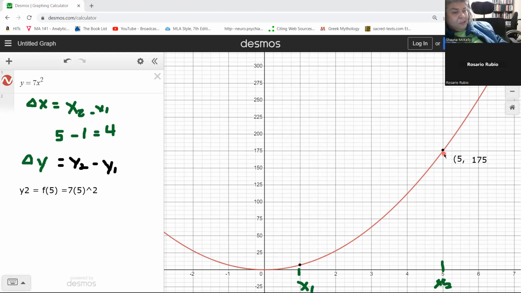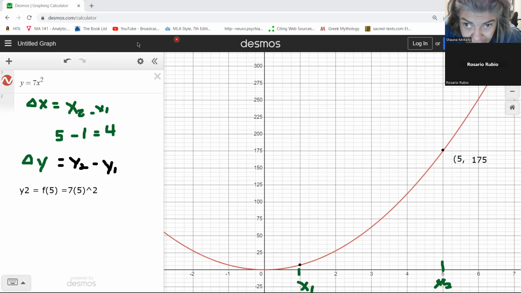And I have a reason for telling you that, because this is on the actual function, okay? You're going to get to some that are on what we call the tangent line or on the secant line. I don't want to get you confused. That's why I'm trying to be really careful about my wording. So this is actually on the function. This is 5 and 175, right? Now, so this y2 is 175, right?